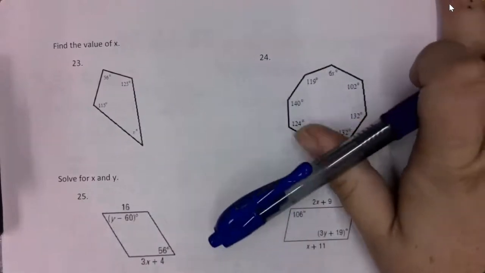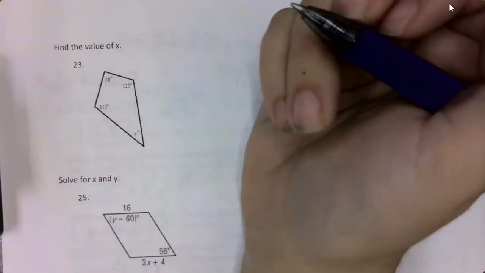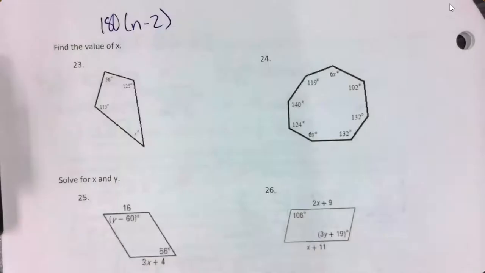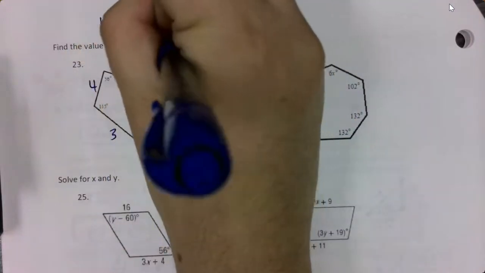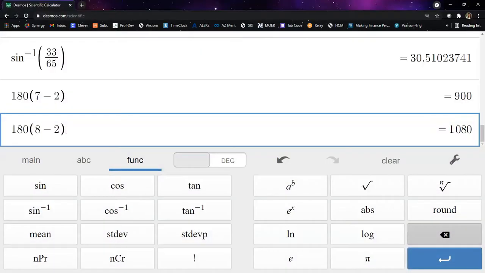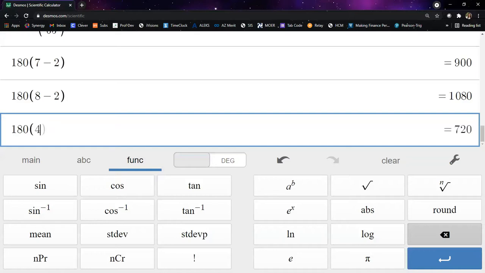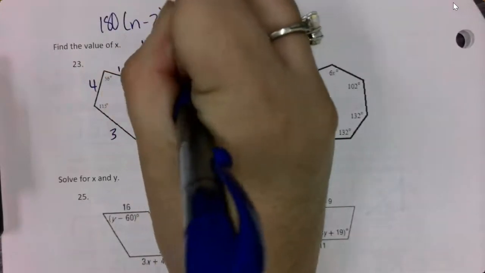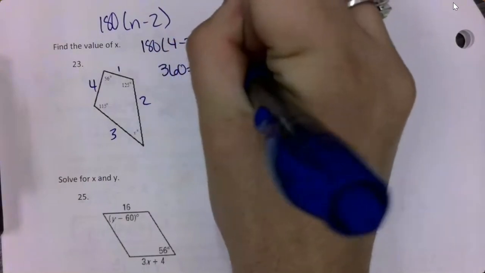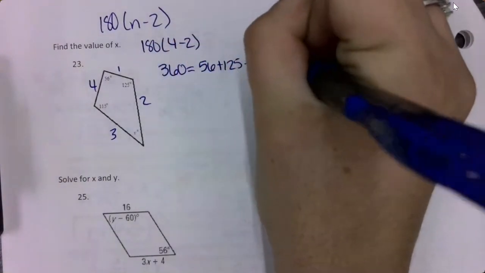This one wants me to find the value of x, so I'm going to have to use the 180 times n minus 2 formula, and then set it equal to that. So this one has 4 sides, so I'm going to do 180 times 4 minus 2. Which gets me 360. So I know that all of my angles on the inside are going to add up to 360. So I have 56, 125, x, and 115.